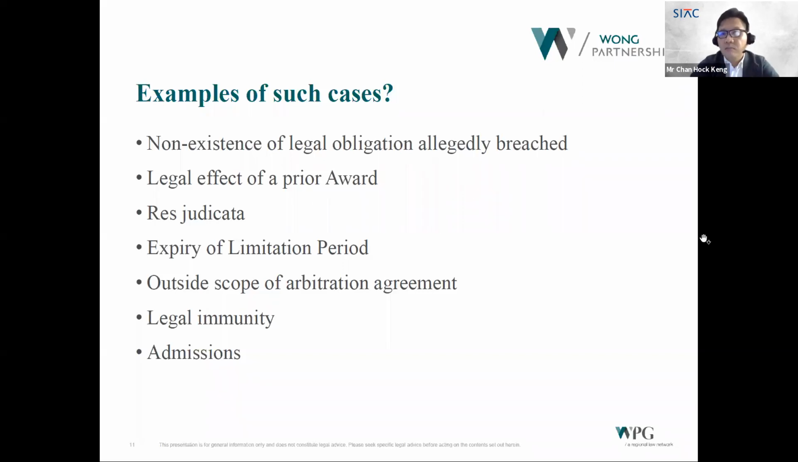Next, yes. I'll give you just some examples of what kind of cases might be suitable. Eddie has mentioned the limitation period expiry as one of those cases where it's very much a legal issue. And if there are issues of res judicata or previous awards, this could be something that, on its face, you can argue.